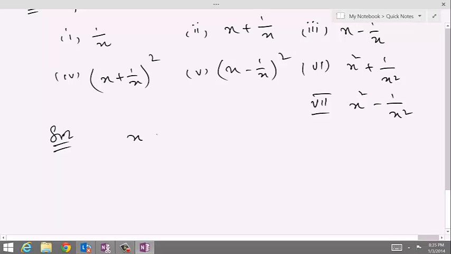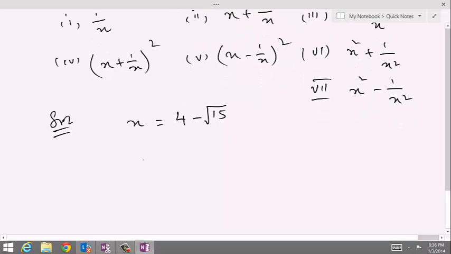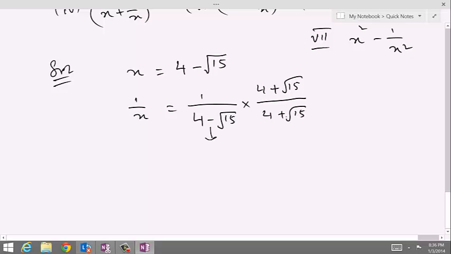Our question is, x is given equal to 4 minus under root 15. In order to find out 1 over x, if we reciprocate both sides, we will get 1 over x equal to 1 over 4 minus under root 15. And if we use the rationalization technique, we definitely can multiply. As long as we multiply and divide with the same number, it doesn't change the quantity. And for rationalization, you remember that we need to change this sign and then multiply and divide the quantity with the same number. So this is 4 plus under root 15 and 4 plus under root 15.